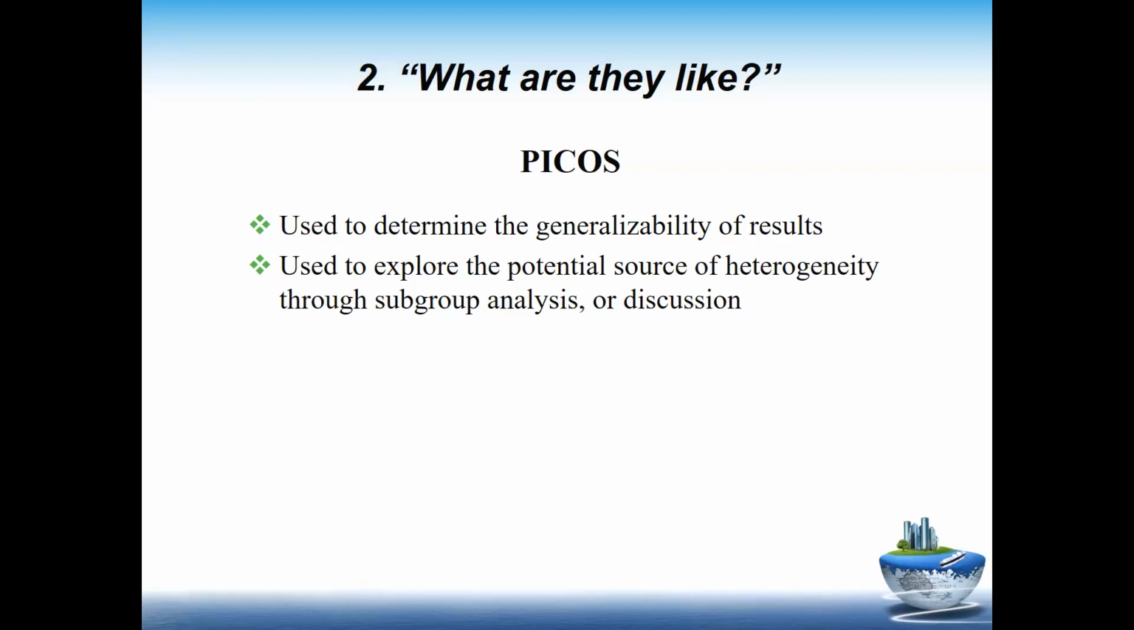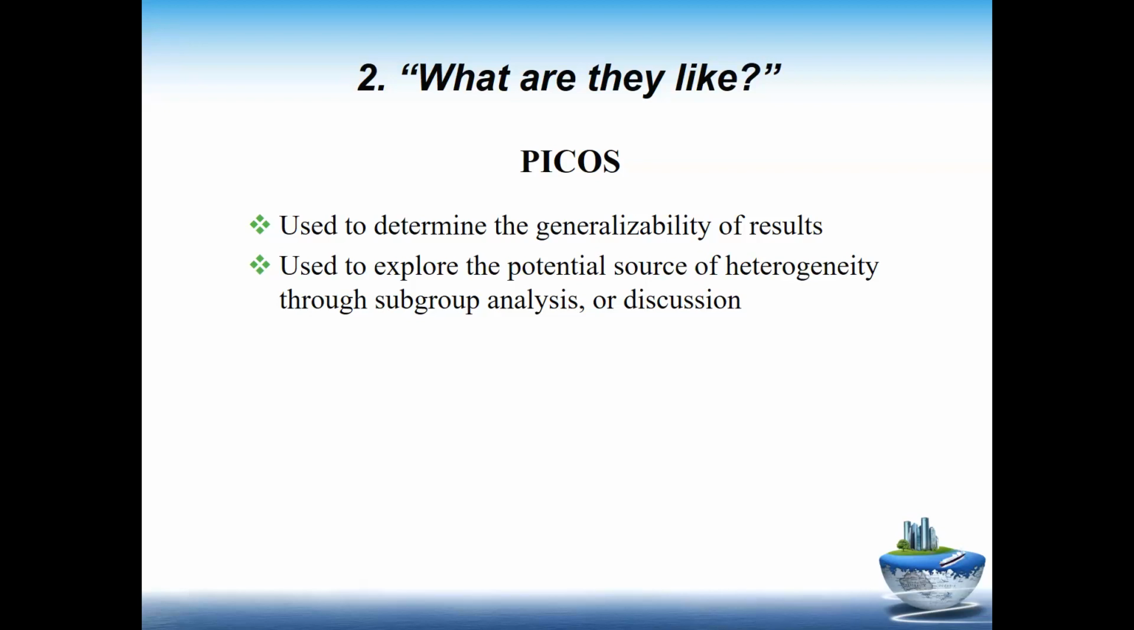The second use is to explore the potential source of heterogeneity through subgroup analysis or in the discussion part, okay? For example, if you observe significant heterogeneity among studies when you are doing meta-analysis, then the next step is to do some subgroup analysis or even meta-regression to find out the potential factors, right? But what factors do you include in the subgroup analysis or meta-regression?